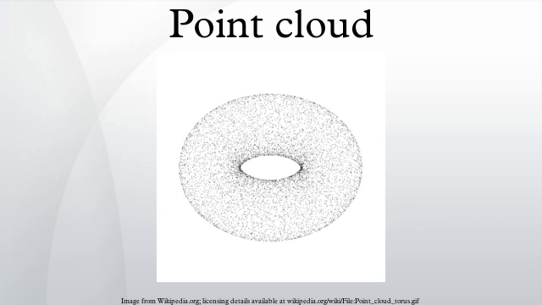A point cloud is a set of data points in some coordinate system. In a three-dimensional coordinate system, these points are usually defined by x, y, and z coordinates, and often are intended to represent the external surface of an object. Point clouds may be created by 3D scanners.